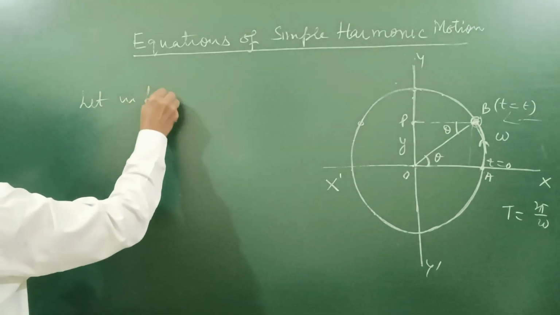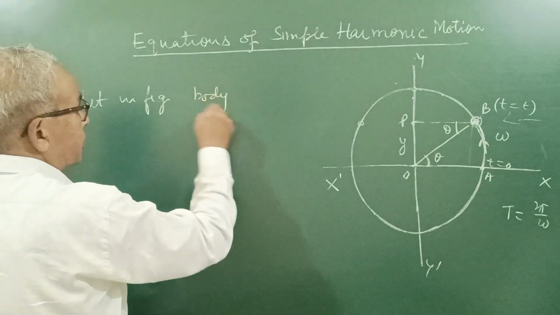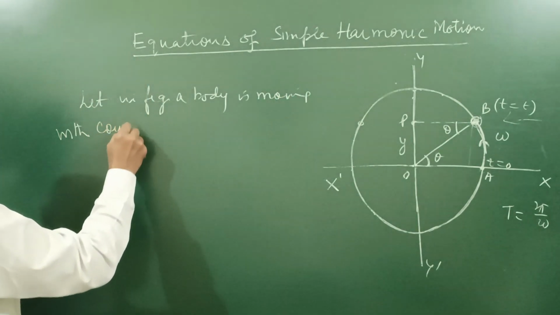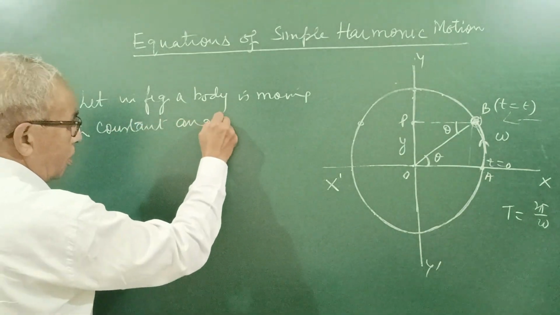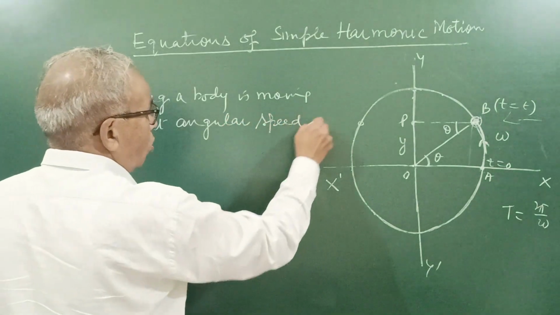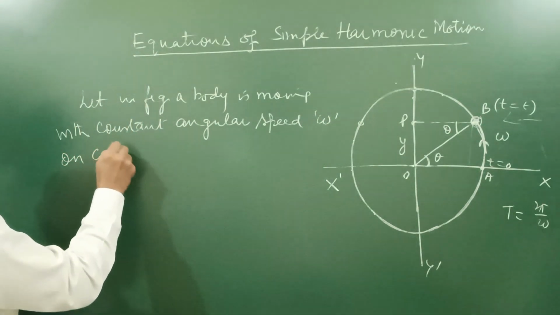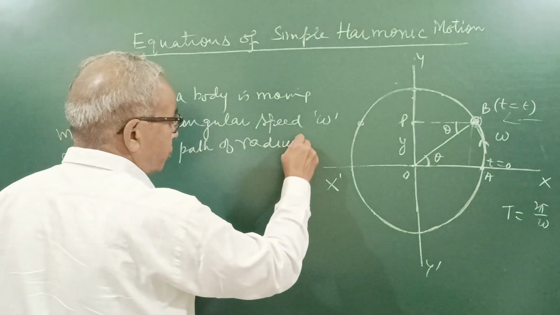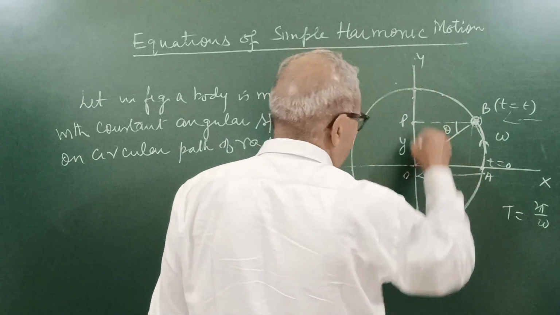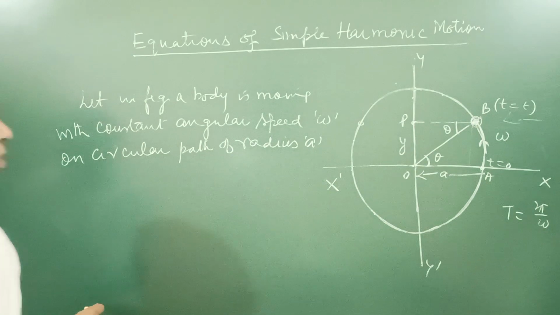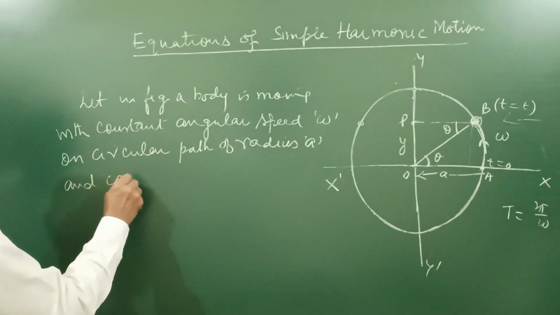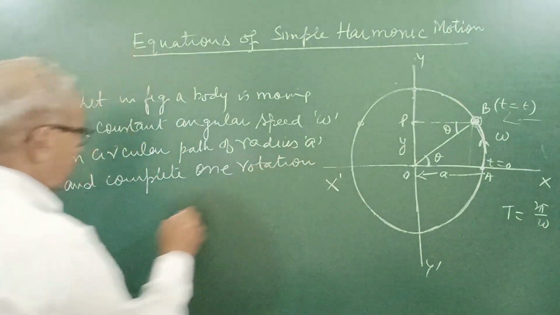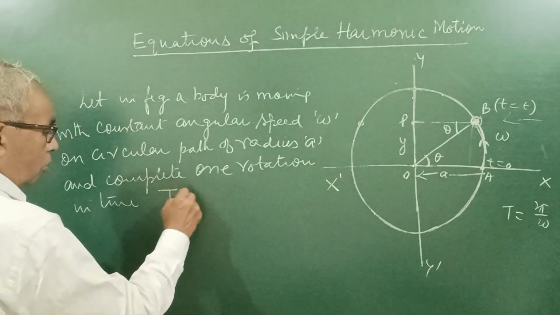Let, in the figure, a body be moving with constant angular speed omega on a circular path of radius A, and complete one rotation in time T equal to 2 pi upon omega.